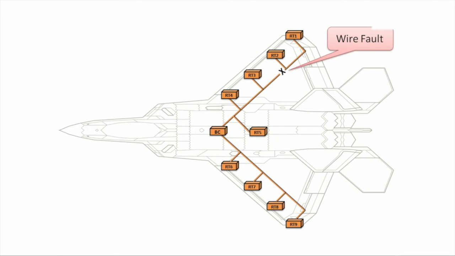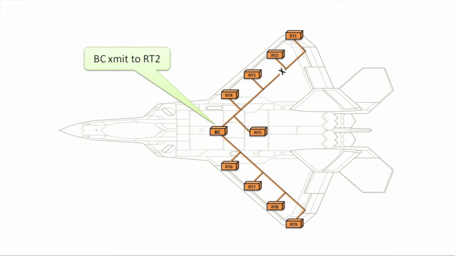Now let's examine the same scenario, but this time with a wiring fault near RT2. The BC transmits its command to RT2 like before, but because of the wiring fault, RT2 will not receive the data. Without the smart wiring technology, a no response fault will be registered with no ability to isolate if the source of the fault is an internal fault in RT2 or a wiring fault.